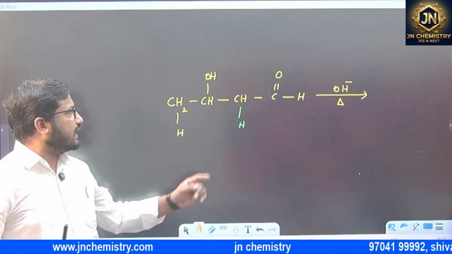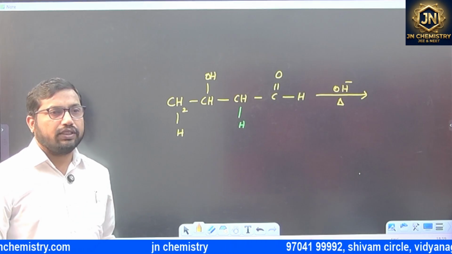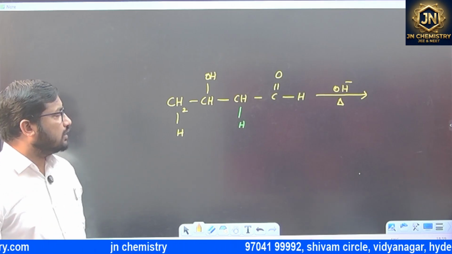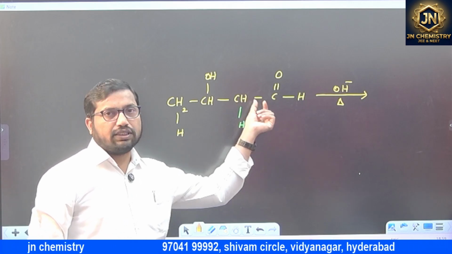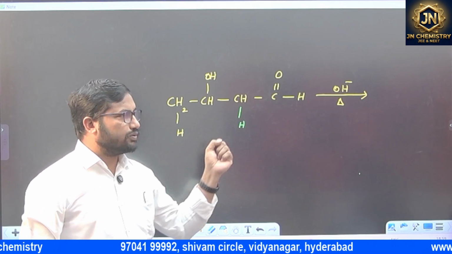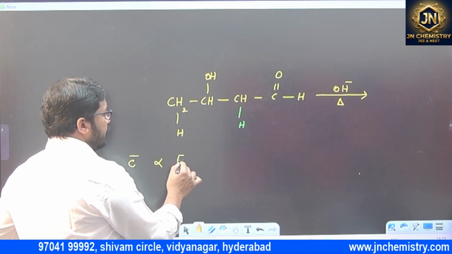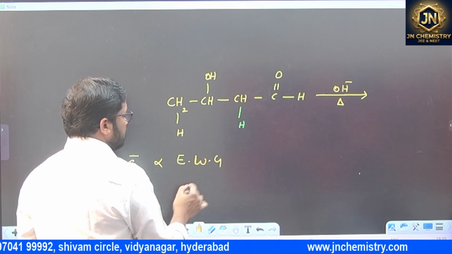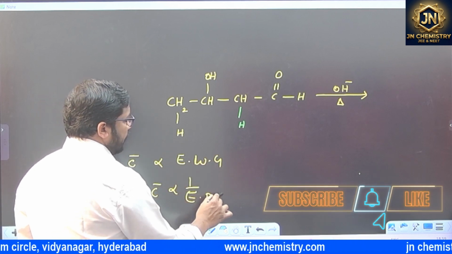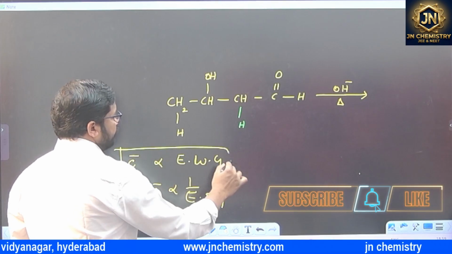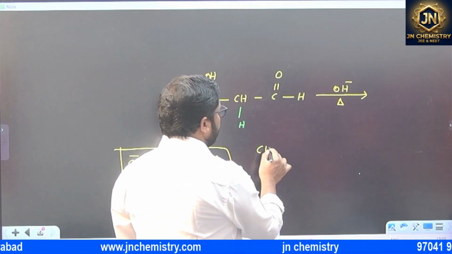But the green one is second degree, right? Resonance stabilized, as well as this is an electron withdrawing group, minus I nature. So generally carbanion is stabilized by electron withdrawing groups. So the carbanion stability is directly proportional to electron withdrawing groups, and inversely proportional to electron donating groups. Write it down. So obviously we will remove the green hydrogen here.